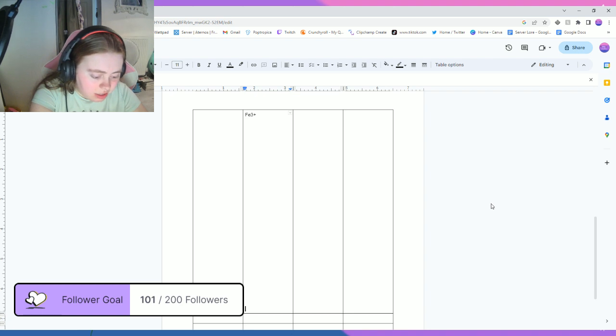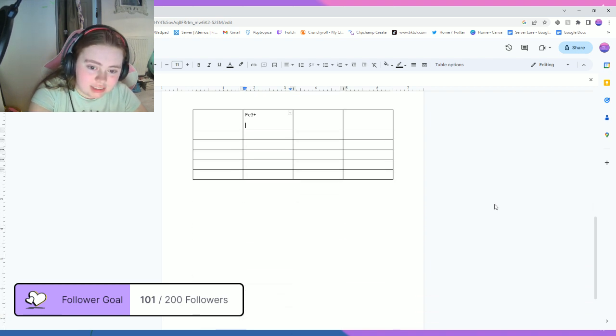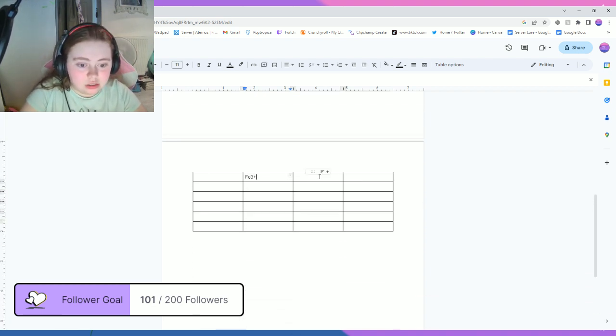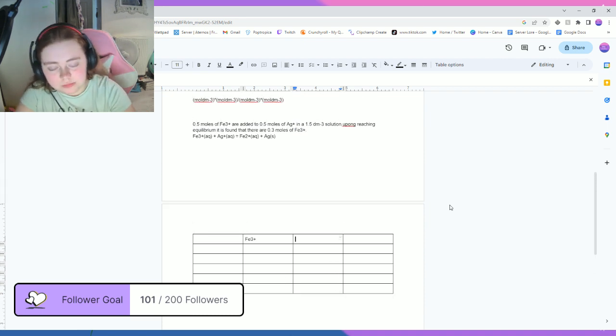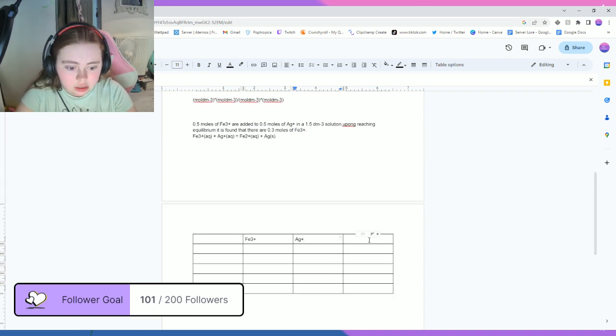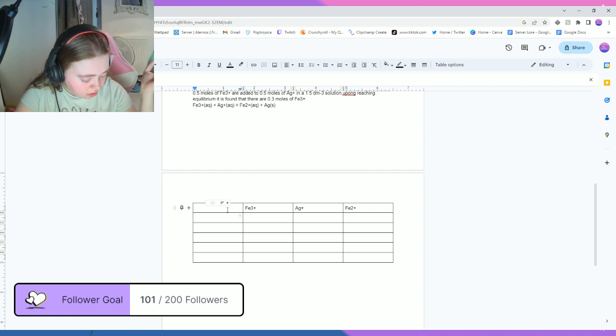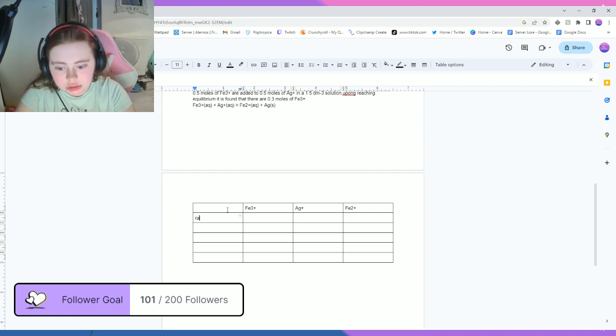I accidentally had my booklet laid on the answer. So Ag+ and Fe2+. Now we need the ratios, which are just the numbers in front of the reaction. When there's no number in front of it, it just means there's one of the compound.